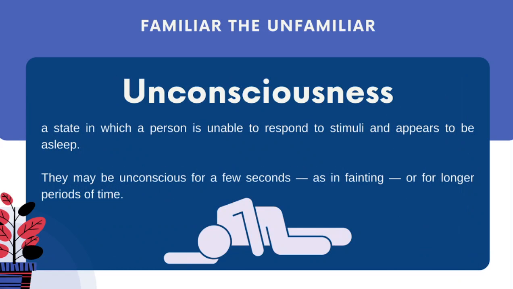Next is unconsciousness. When a person is not aware of what is going on and is not able to respond normally to things that happen to and around him or her, that person is unconscious. So here we have three types of unconsciousness.